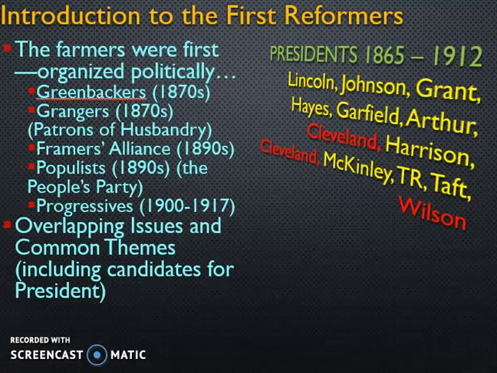issues. But anyways, the presidents from the Greenback period through the Populists, you can see they're mainly Republican, except for Cleveland elected non-consecutively, and then Wilson will be the first progressive Democrat.